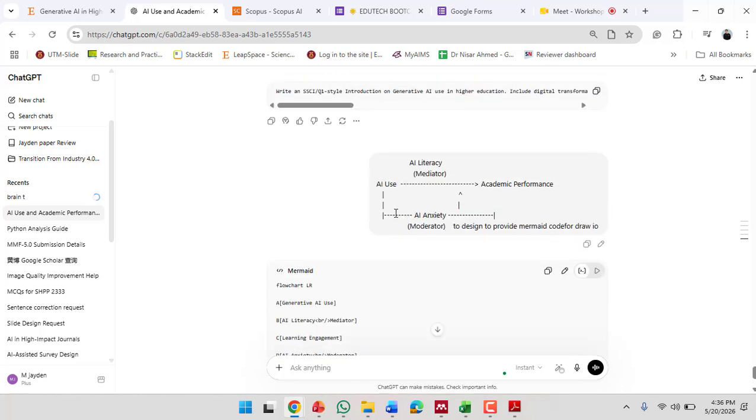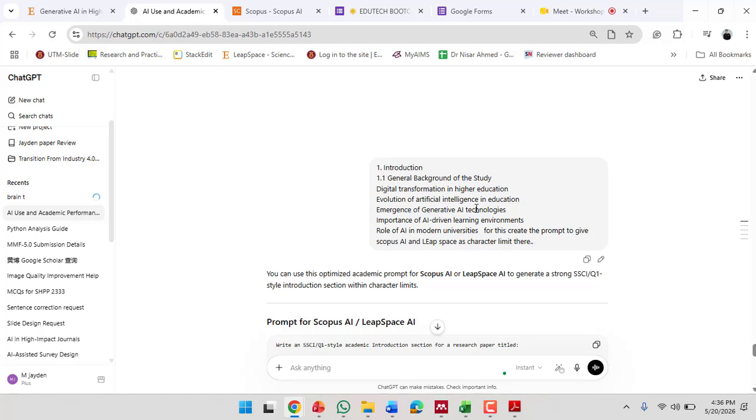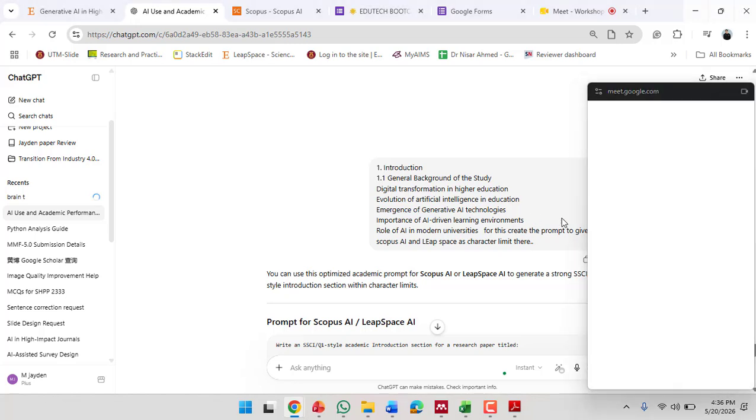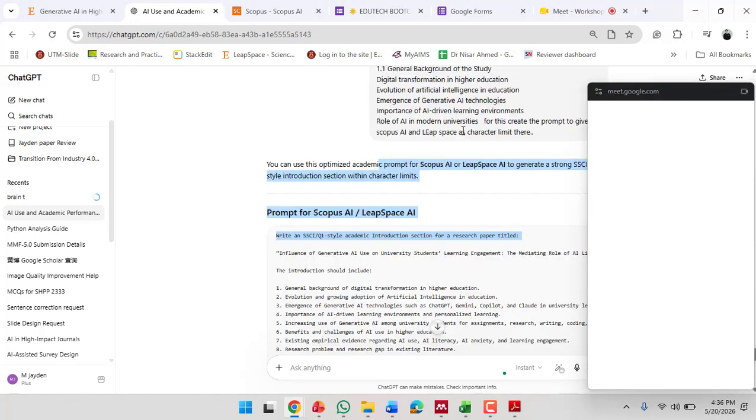Now just create the prompt to give Scopus AI, and keep in mind their character limit, around 500 characters. Initially I said this is the maximum character limit, 500. So this is the final prompt.